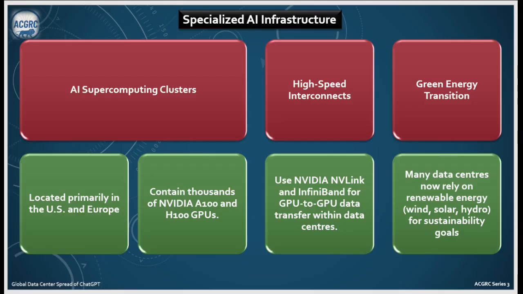From a specialized AI infrastructure perspective, there are three things: AI supercomputing clusters, high speed interconnects, and green energy transitions. The clusters are located primarily in the US and Europe, and contain thousands of NVIDIA A100 and H100 GPUs. From a high-speed interconnect perspective, they use NVIDIA NVLink and InfiniBand for GPU to GPU data transfer within the data centers. From a green energy transition perspective, many data centers now rely on renewable energies, primarily wind, solar, and hydro, for sustainable growth.